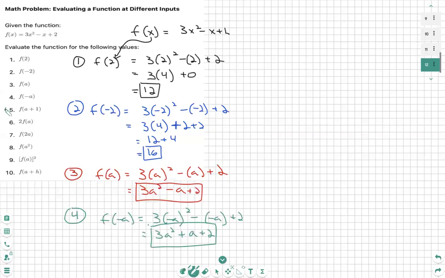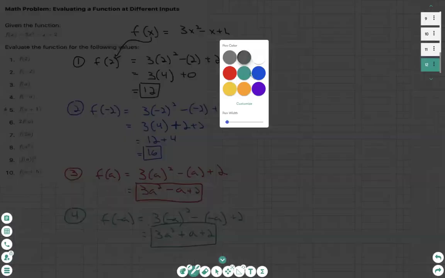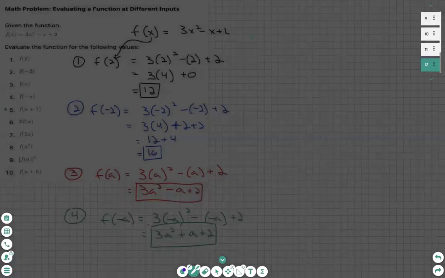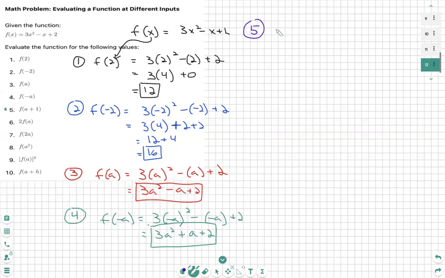Now we're going to ramp it up a little bit with number 5. All right. So number 5, let's get a better color. Let's go purple. Number 5, we're looking for f of a plus 1. Now this gets a little more confusing because your x is not a number or just one letter. Instead, it's now a plus 1 entirely. So what does that mean? That means every time I see an x, I have to replace it with an a plus 1. Put it in parentheses, and that's it. That is all we have to do.